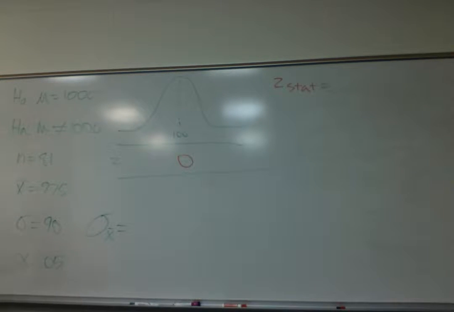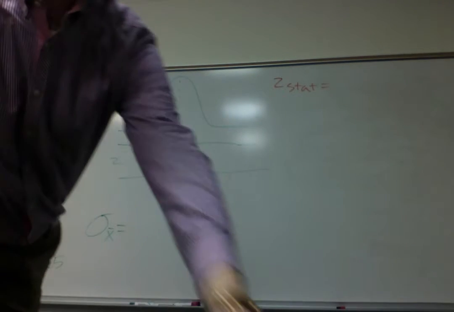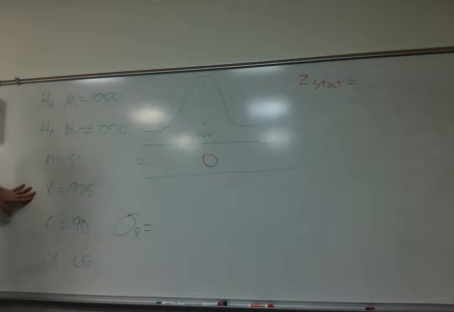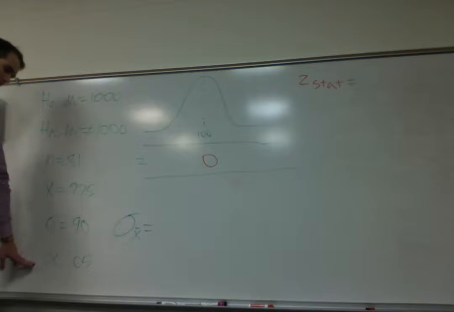We do some research on our own. We sample 81 people, and we find a sample mean of 975. Is that close to 1,000? Is it not close to 1,000? Well, it depends on how we look at it. We also have the information that the population standard deviation is 90. And to make this test, we're going to go with a 5% significance level.